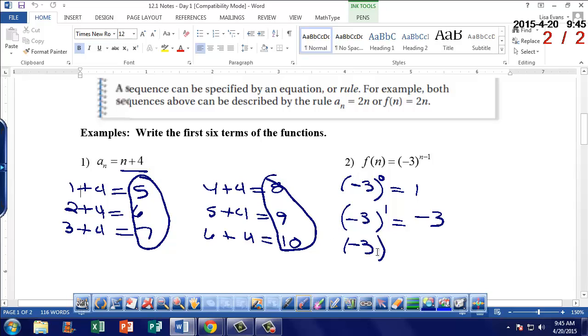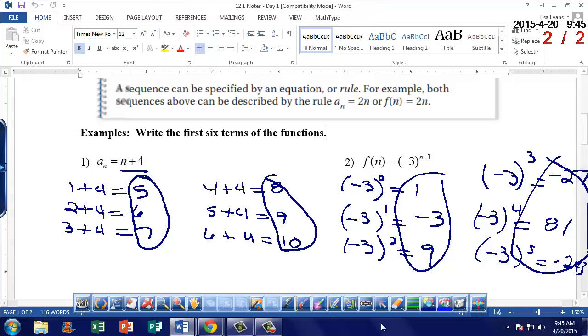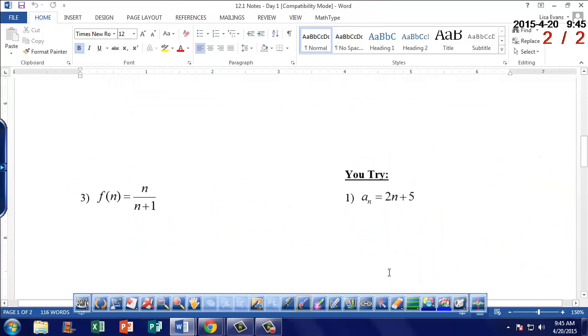So -3, you plug in 1, 2, 3. 3 minus 1 is 2, so -3 squared is 9. So look what's happening. We went from a positive to a negative to a positive. This is going to become important later on when we write our own rules for functions. So this is going to be plugging in 4. 4 minus 1 is 3, so -3 cubed is -27. And we're going to keep on going here. This becomes positive 81, and this becomes -243. So these are the 6 terms of my sequence. Go ahead and try the next example.